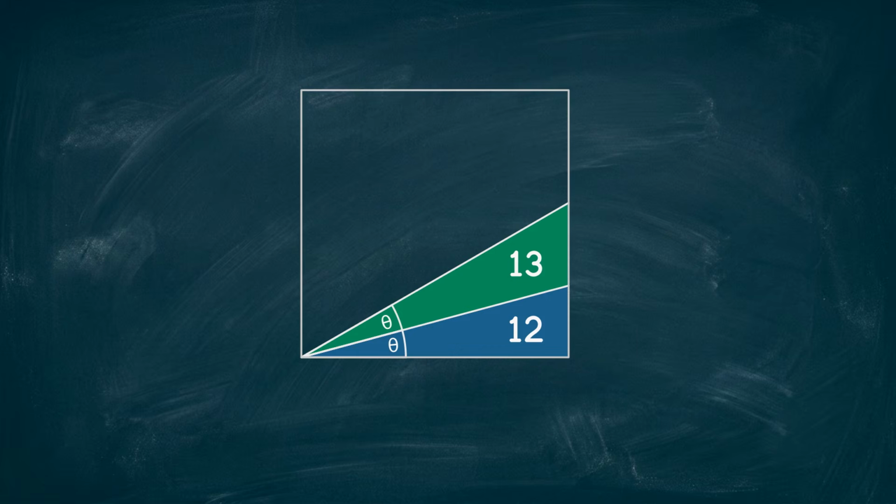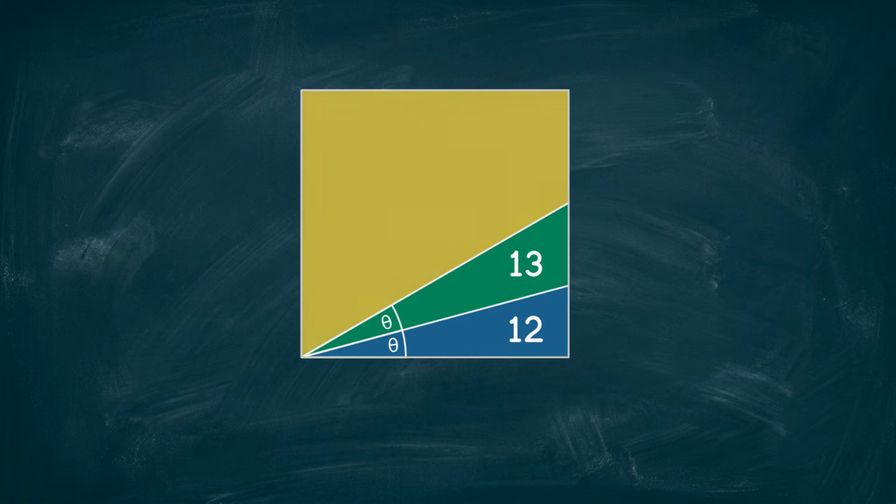From one vertex of a square, two line segments are drawn. See figure. The angles formed at this vertex by the segments are equal, and the areas of the two triangles are 12 and 13 respectively. Find the area of the yellow region.